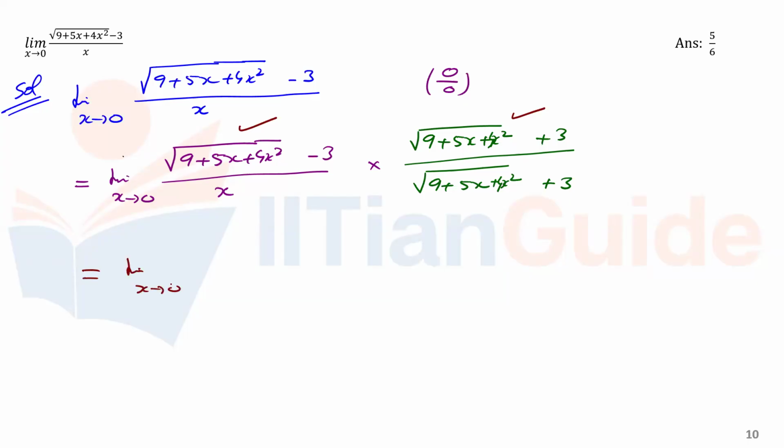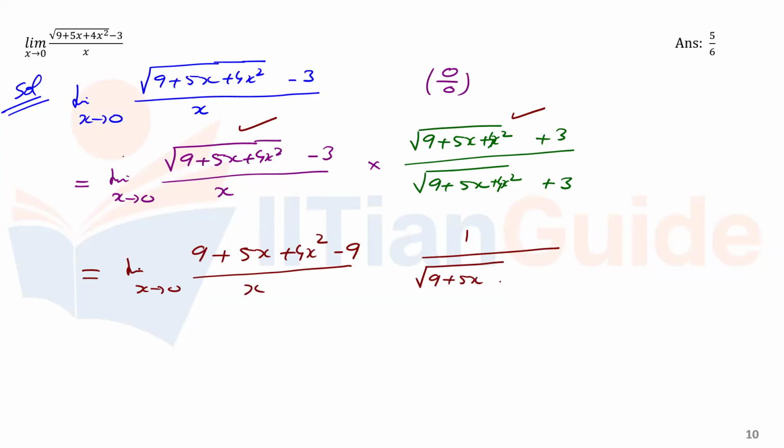Can I write it directly? Let me show it. 9 plus 5x plus 4x square, after that minus 3, it will become minus 9. In the denominator, I have x. This term was causing the problem with x, and it will cancel. The second term is left, that is safe: 9 plus 5x plus 4x square, plus 3. Now 9 gets cancelled. I can take x common.